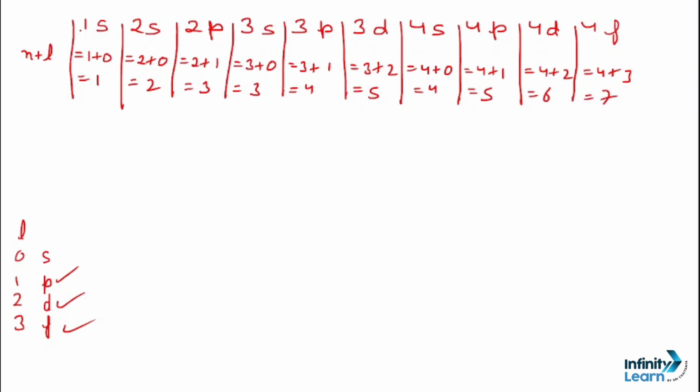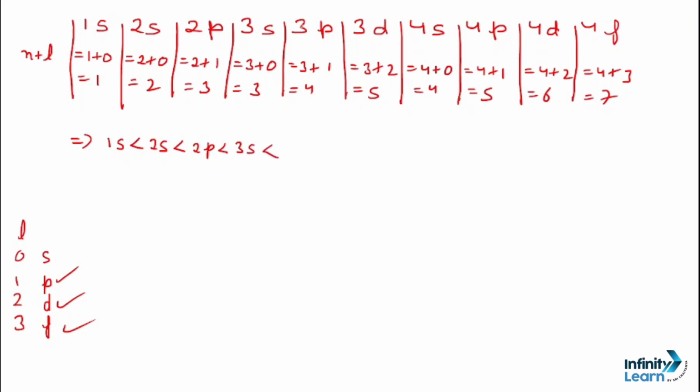So at the start, if we compare 1s and 2s, their values are different. When we are getting two different values, then the lower value will be taken first. So 1s will be taken first, then we will get 2s. Then after that, the values of 2p and 3s are the same. So in this case, when the values are the same, we will see whose n value is lower. 2p is lower, so 2p will be taken first, then we will take 3s.